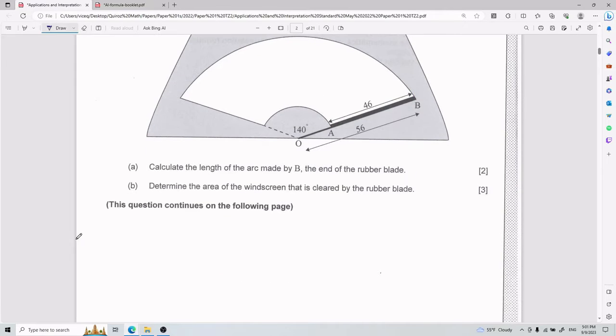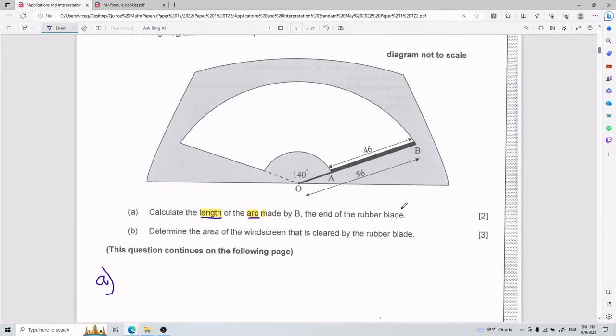For part A, we need to calculate the length of the arc made by B, the end of the rubber blade. Now notice, I already highlighted the buzzwords, but that is something you have to do yourself. The buzzwords here would be length and arc, okay? Even if you're not so sure what an arc is, or what length we're talking about, as long as you identify the buzzwords, you can work from there, okay? So I've already identified the buzzword arc. See, this one's huge.